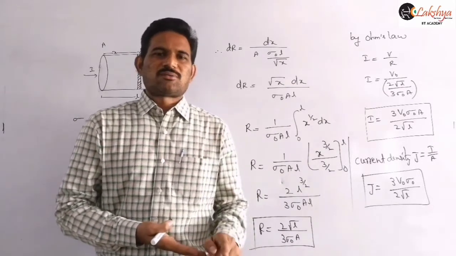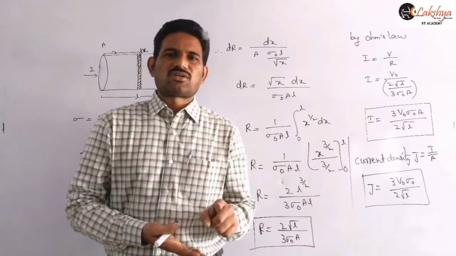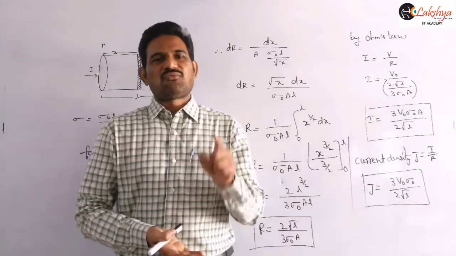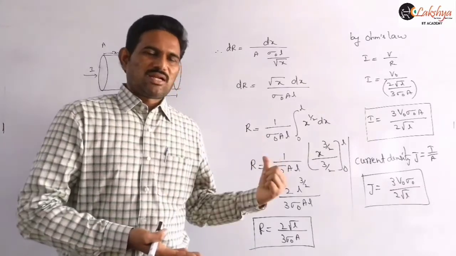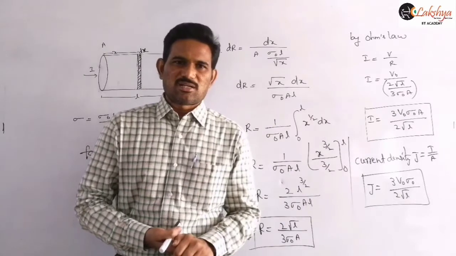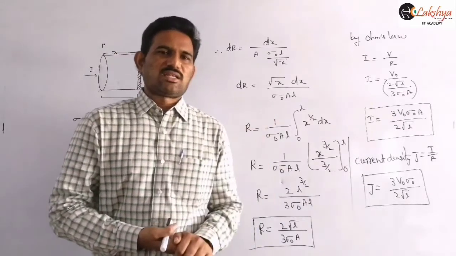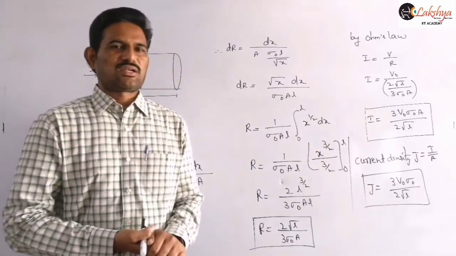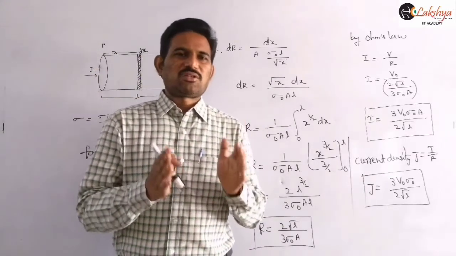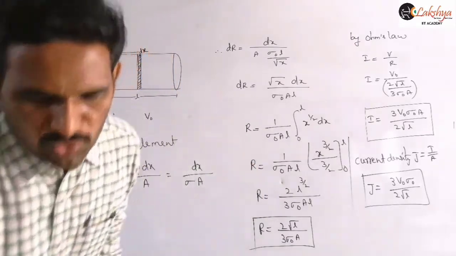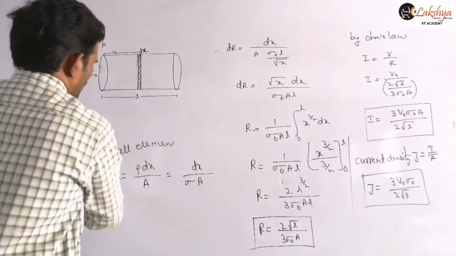In electrostatics, that means where there is no flow of charges or where the charges are at rest, inside the conductor electric field must be zero. But in current electricity, where the current is flowing, whenever current is flowing through the conductor, electric field inside the conductor should not be zero. There will be some finite electric field inside the conductor. Is it clear? So remember this point. Don't confuse those both statements. And so now let us write this electric field here.